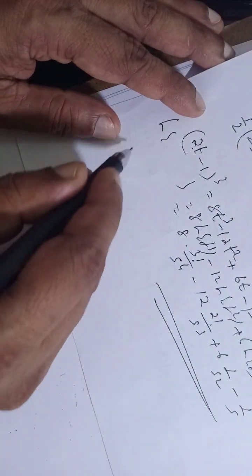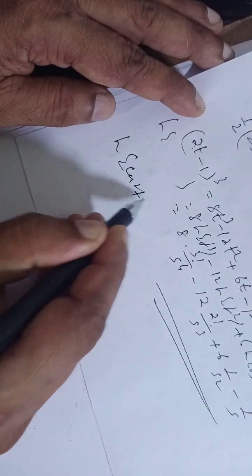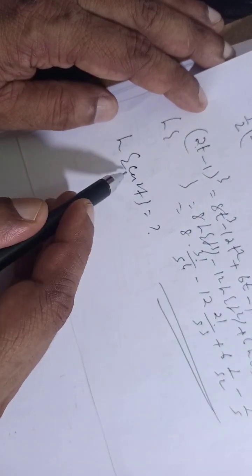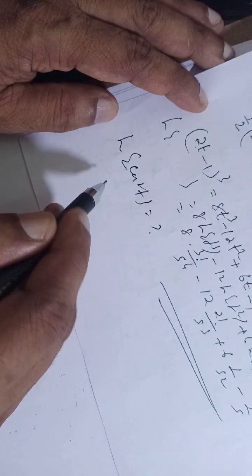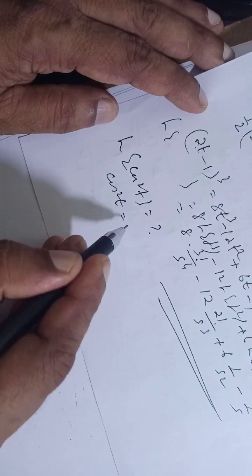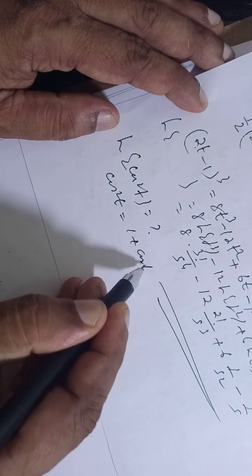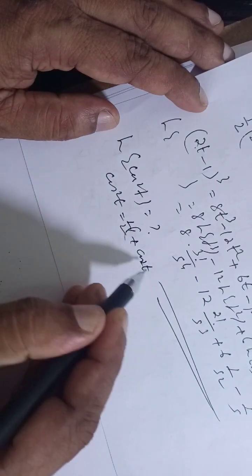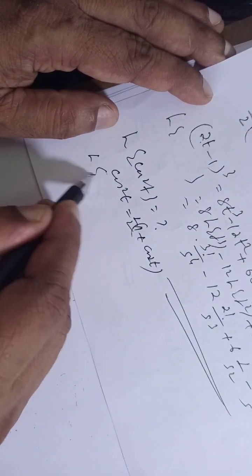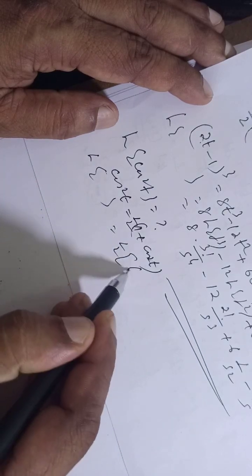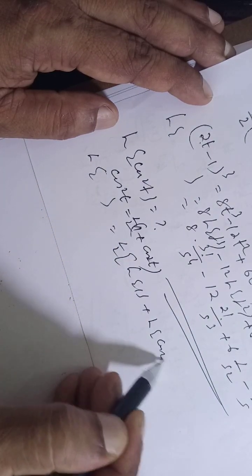Next, another question possibly is cos square t. What is L of cos square t? There is no formula to find it directly. We know L of cos t only. So we use the trigonometric identity: cos square t is equal to half into 1 plus cos 2t. Then L of cos square t is equal to half into L of 1 plus L of cos 2t.